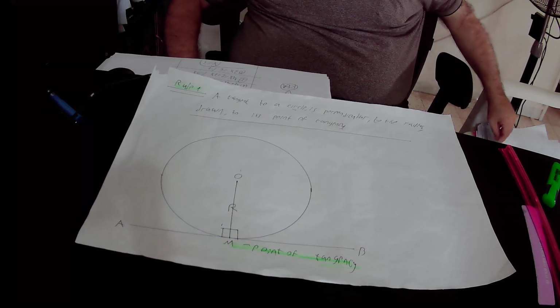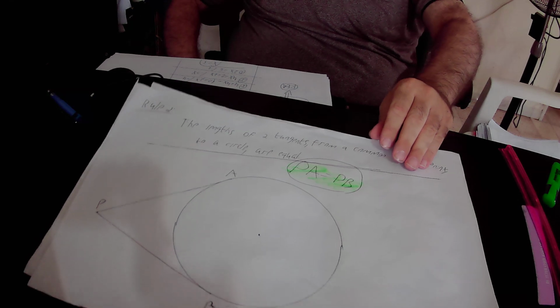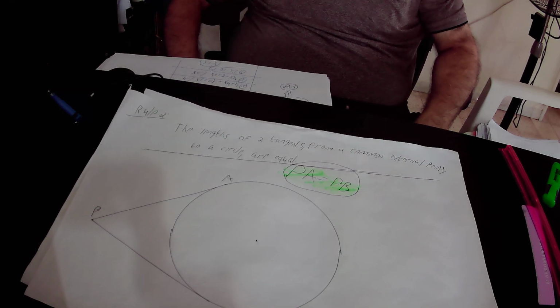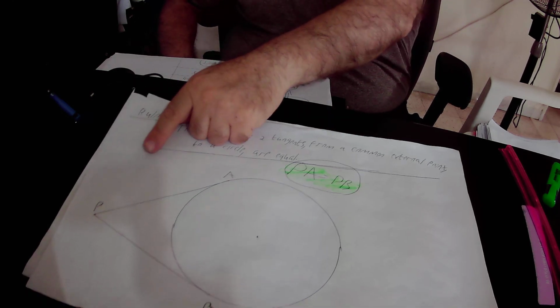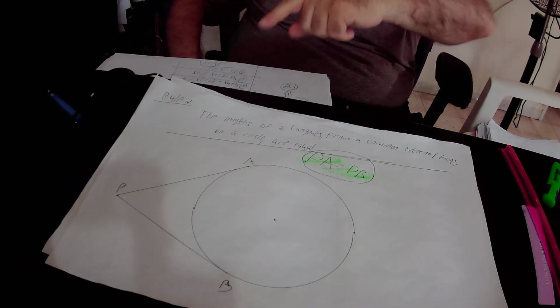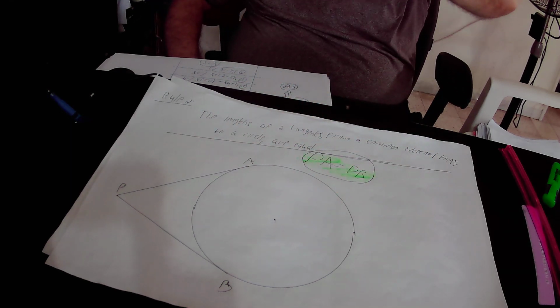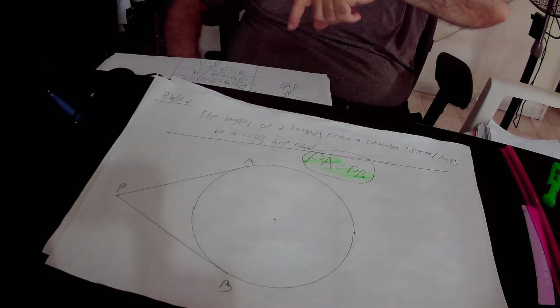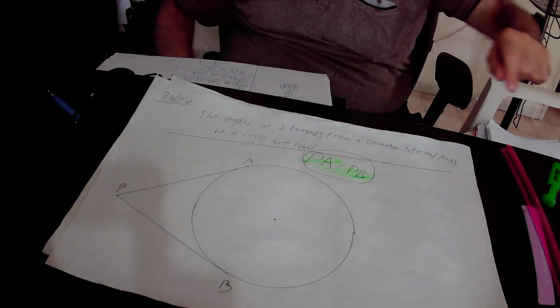Okay, then I present to you rule number 2. According to rule number 2, the lengths of two tangents from a common external point to a circle are equal. We have the common external point, point P. From point P, we have two tangents to the circle, tangent PA and tangent PB. And according to rule number 2, they are equal to each other. That is to say, PA is equal to PB.